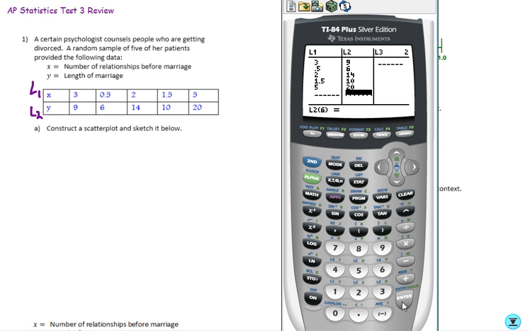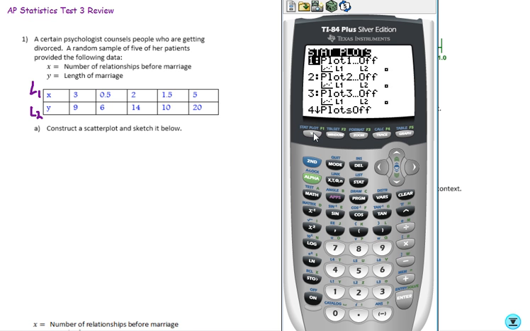What we want to do first is see a scatter plot of this. So we'll go to second stat plot, and this is where we graph our statistical graphs. We want to turn on that setting, so we'll do plot 1 and we'll do on. The first graph that's already highlighted for us is the scatter plot, so we don't have to change that. We'll just keep it as it is.